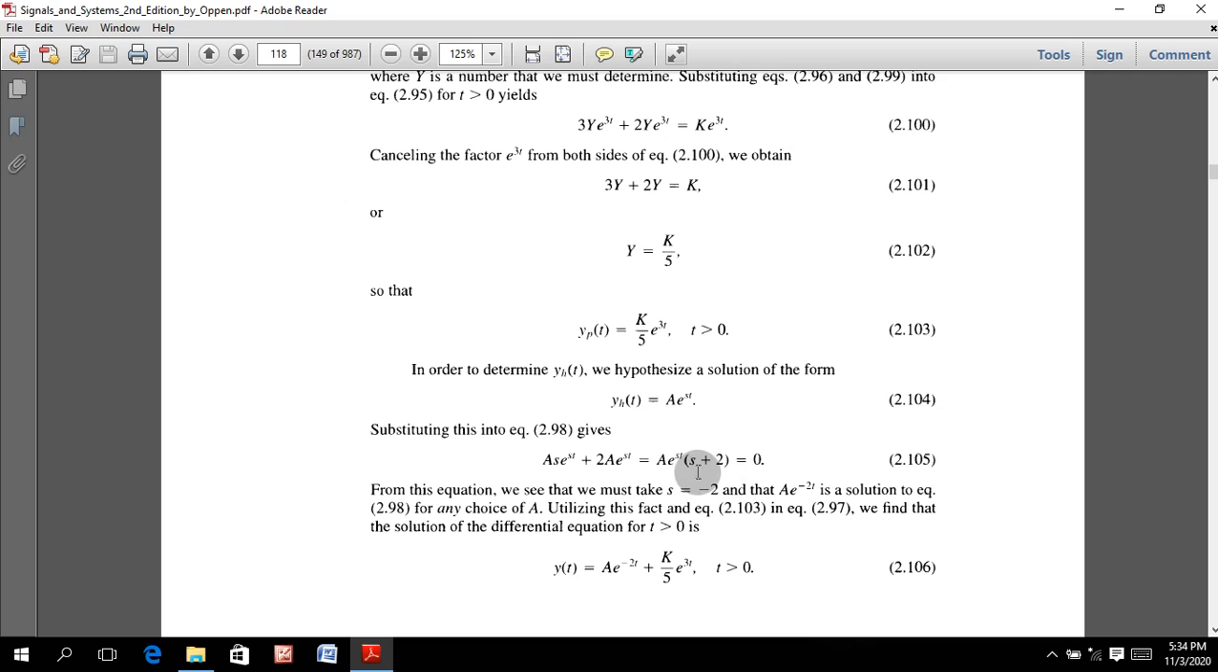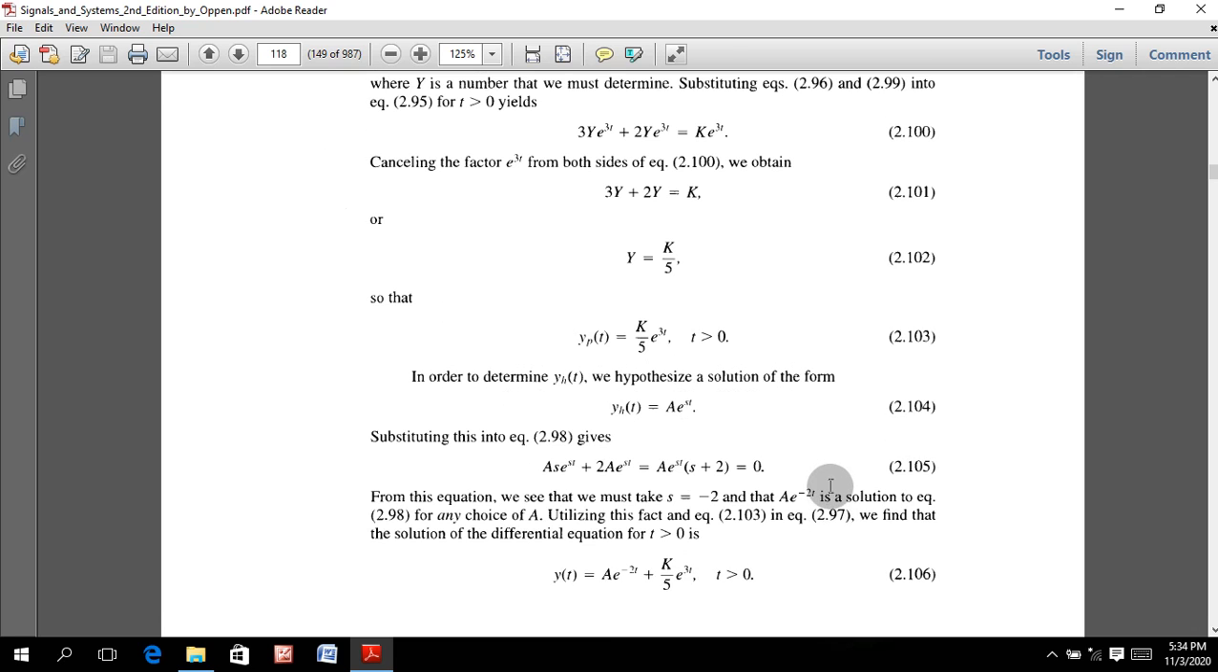This component should be 0. To make the whole component 0, we have to take s is equal to minus 2. By doing that, we will get the homogeneous solution as a into e to the power minus 2t.